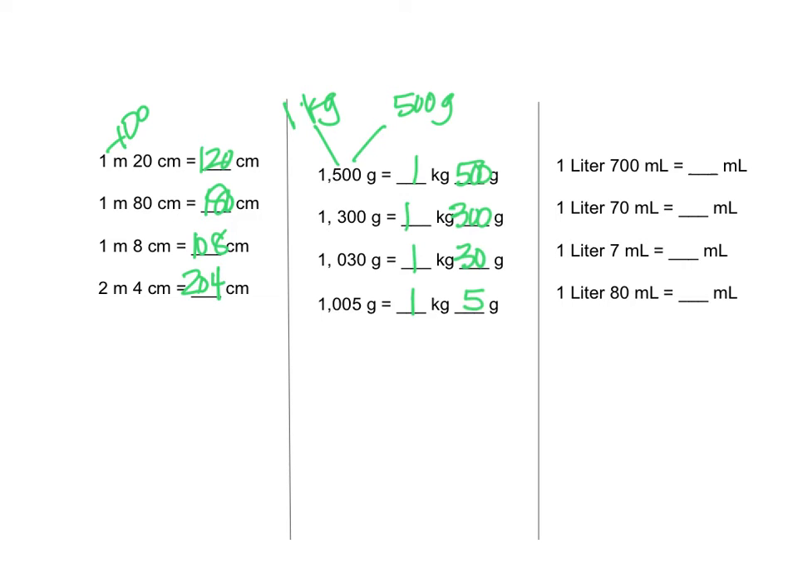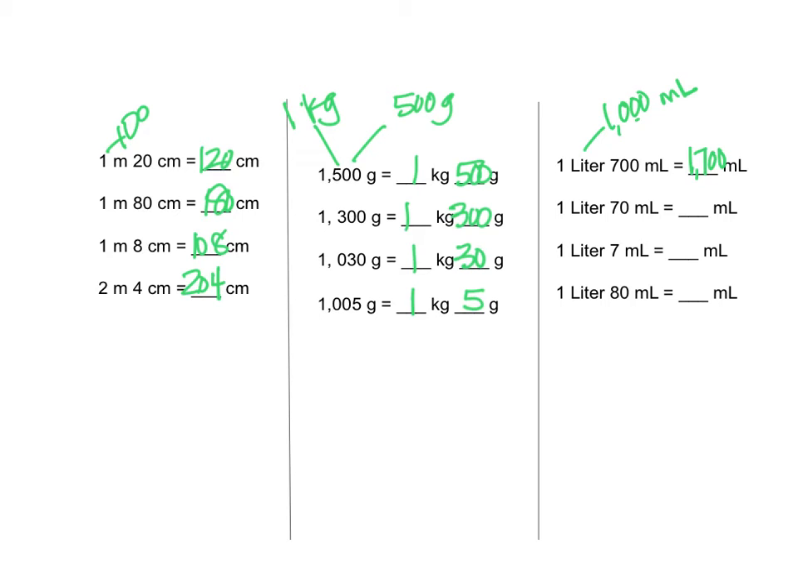All right, we're going to look at liters and milliliters. We haven't really talked so much about those yet. A liter is 1,000 milliliters. So very similar to what we've been doing with kilograms and kilometers. 1 liter 700 milliliters. Well, if 1 liter is 1,000 milliliters, plus 700 gives us 1,700 milliliters.